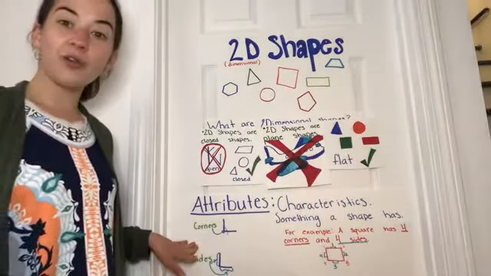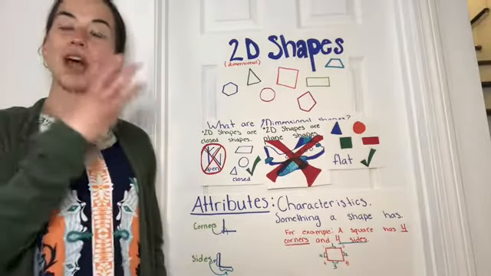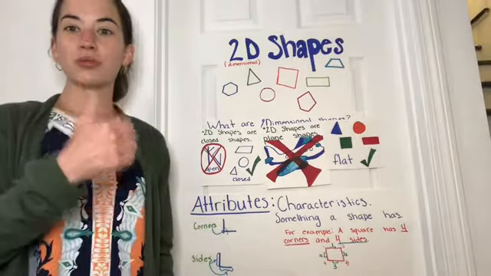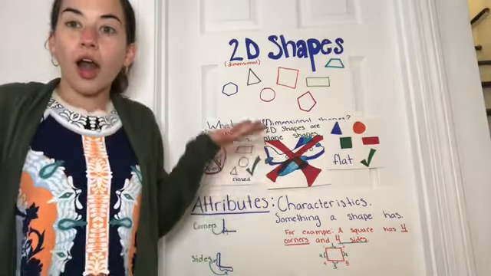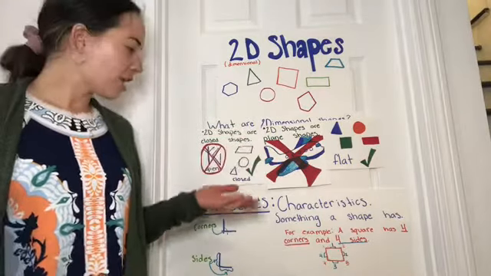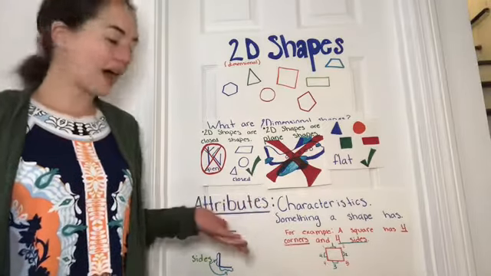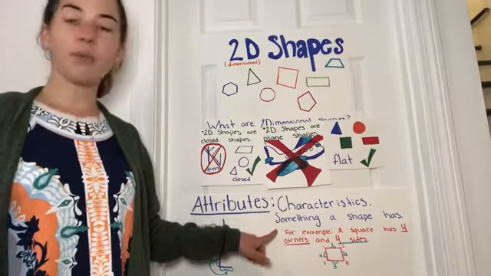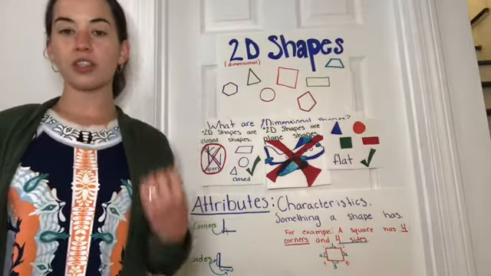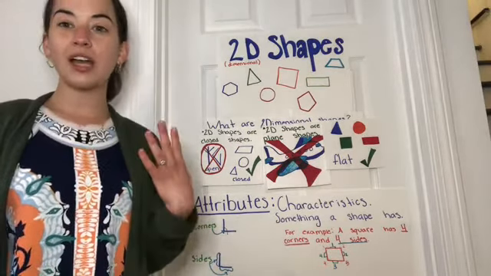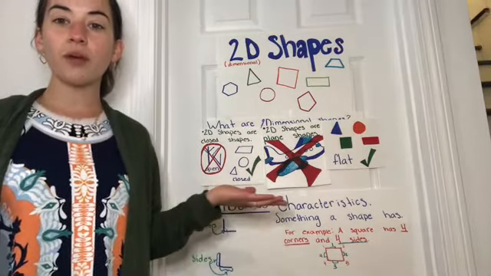Great, so now that takes me to attributes. Let's say that word 3 times together. Attributes, attributes, attributes. What are attributes? Attributes are characteristics, something a shape has. For example, a square has 4 corners and 4 sides. Those are the attributes of a square.